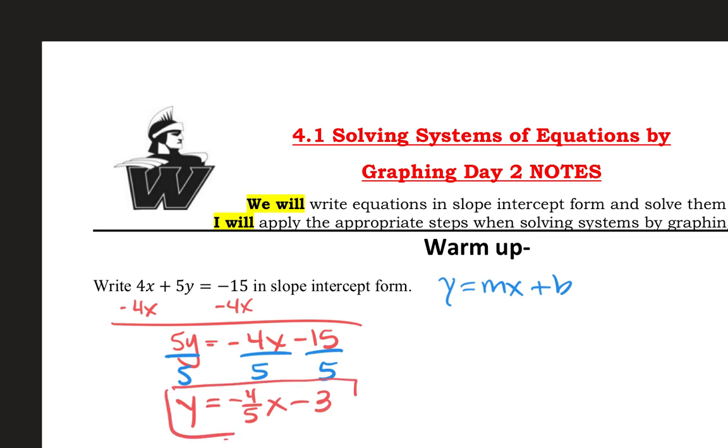Sometimes both are fractions, right? That's okay if we would have had a fraction where the 3 is. That's possible. We've seen it before on past worksheets. All right, when you're ready, we'll go over to the notes.